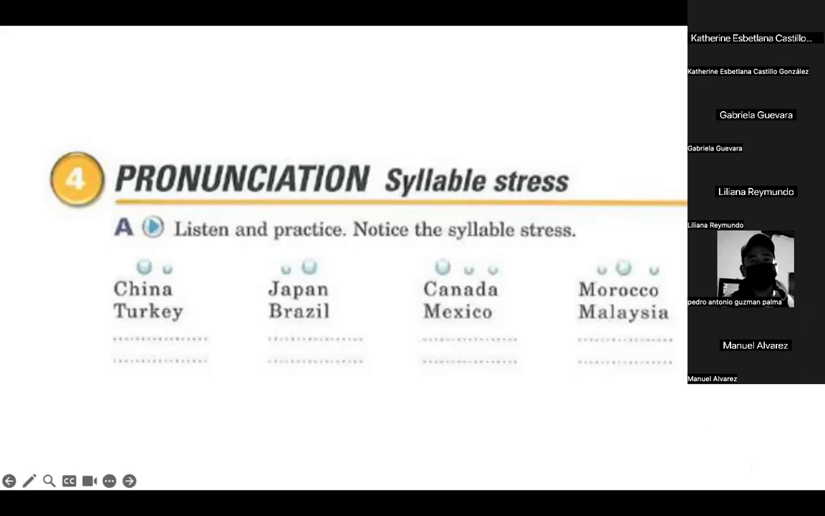Catherine también iba a estar ocupada. What about you, Gabriela? Can you help me to read estos dos de acá? Japan, Brazil. Okay, here we have something. Japan, right? Remember que la fuerza de voz está en la segunda, right? Japan, Brazil. La fuerza de voz está en la segunda sílaba. Yes. Okay, can you help me one more time? Japan. Brazil. Okay, thank you so much, Gabriela.